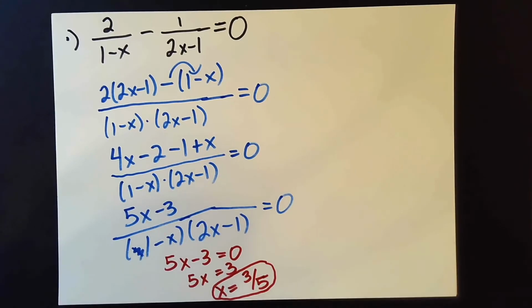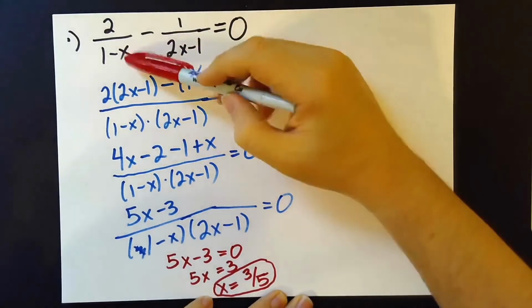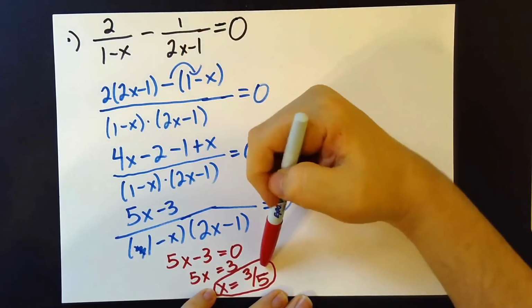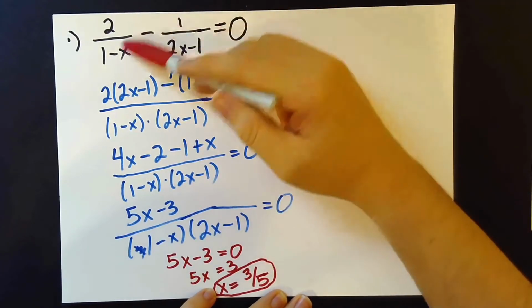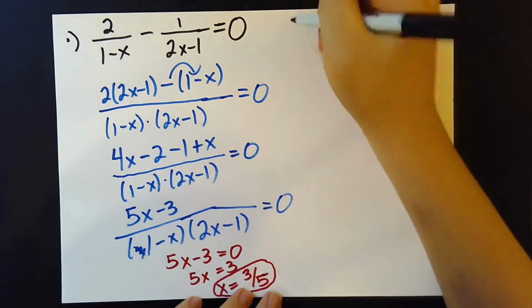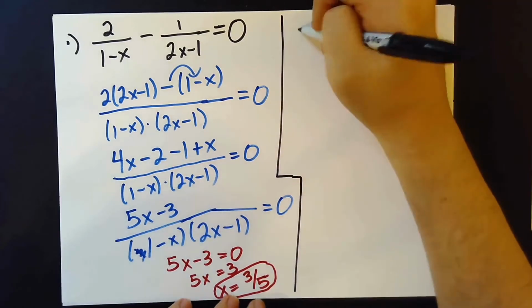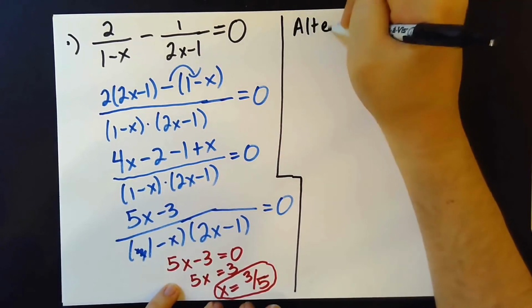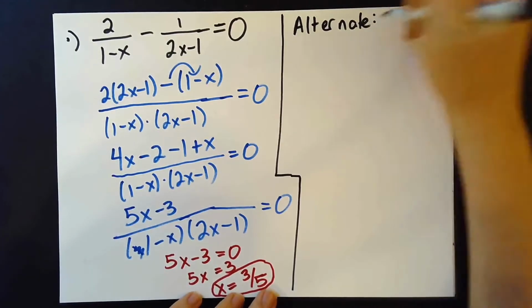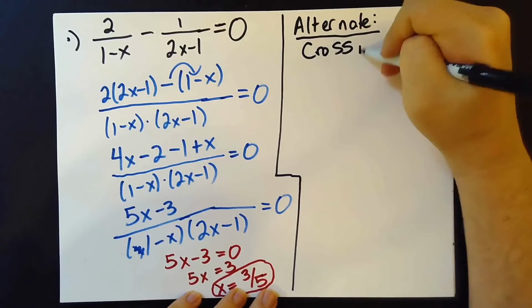I encourage you again, when you get this solution, you can check it by plugging in x equals 3/5. And it's good practice to make sure that when you plug in x equals 3/5, you really, in fact, get 0. Okay, so this is one way to solve this question. But as I said, there's an alternate way to do it. And the alternate way is to do something which is called cross-multiply, which is something you have probably heard of before.